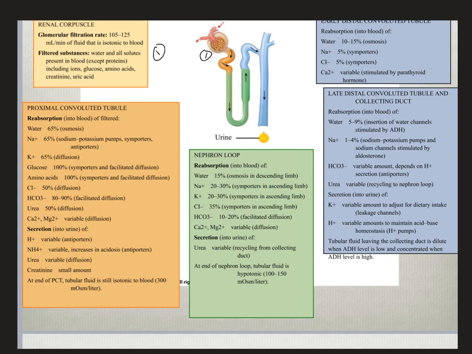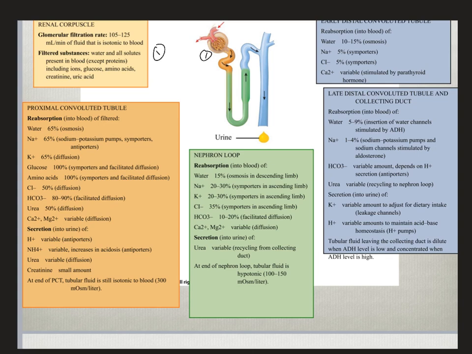And then we talk about what's being filtered here. Water and all solutes present in blood are going to be filtered out, except for large proteins, including ions, glucose, amino acids, creatinine, and uric acid. So all these are moving out into the filtrate.